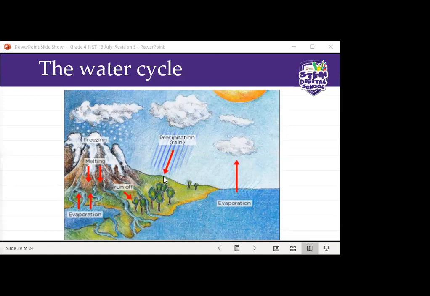Okay, so you guys need to be able to label the water cycle. All right, so in this case here, at the freezing part, we see that the precipitation is going down in the form of snow. Okay, and then the snow melts and it runs off to your various streams or rivers, and we will have evaporation taking place again. Okay.